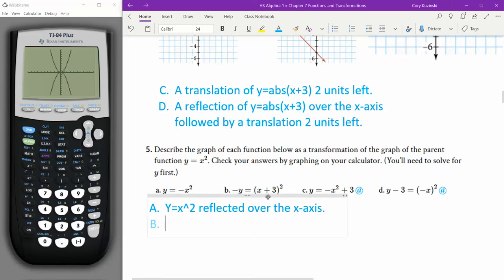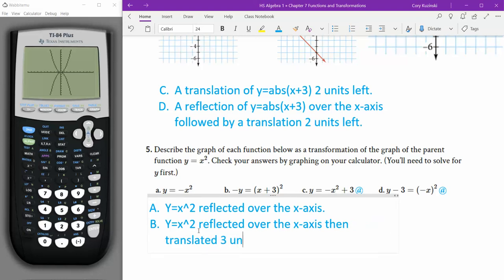This one, I see the reflection over the x-axis again. Y has been replaced with negative y. And then I see a translation 3 units to the left because x has been replaced with x plus 3. So y equals x squared reflected over the x-axis, then translated 3 units left.